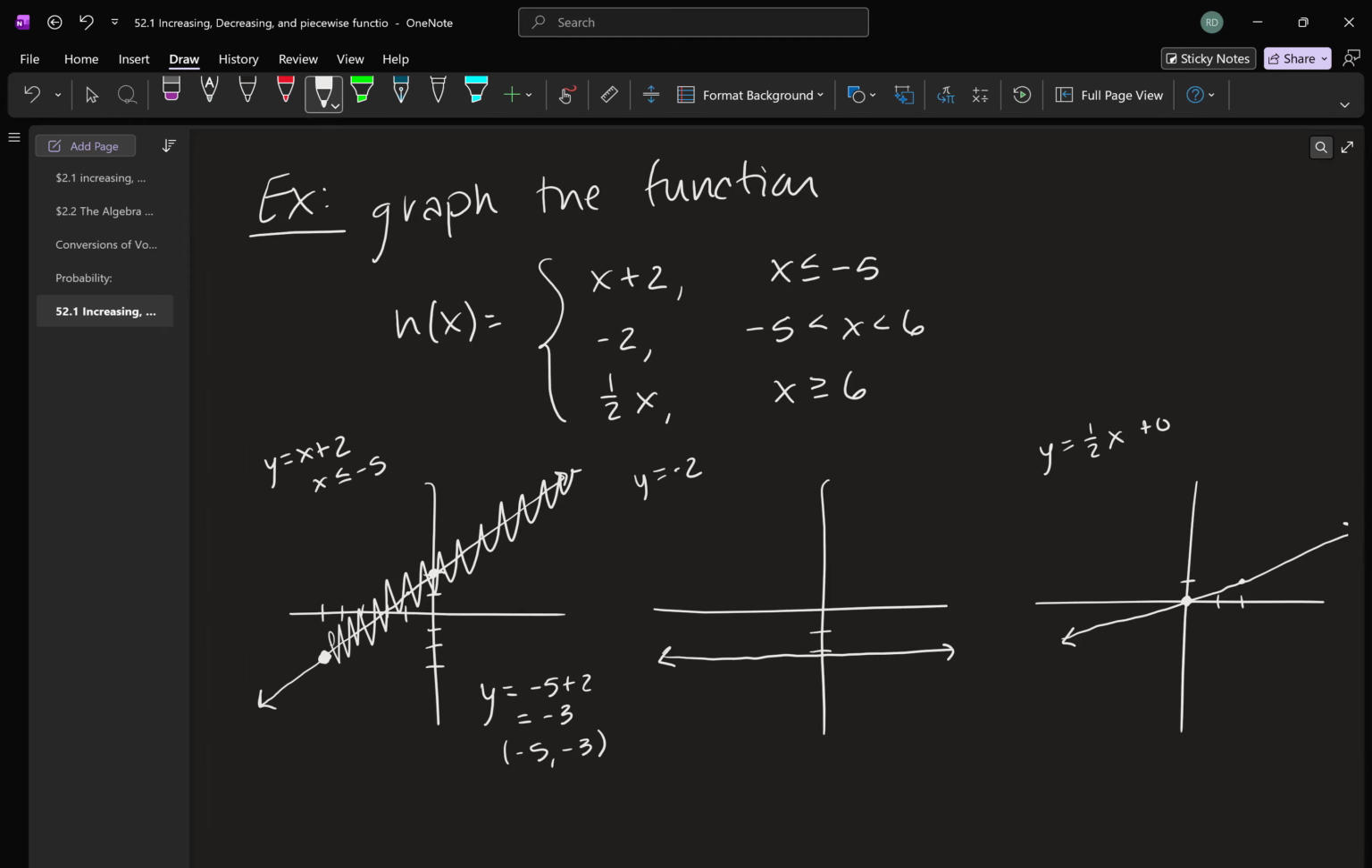For the middle one, the y value is always -2, so we don't really need to plug it in. We're just going to take our 2 points, which are open circles, and extend this a little bit. And then we're going to forget about everything that's outside.